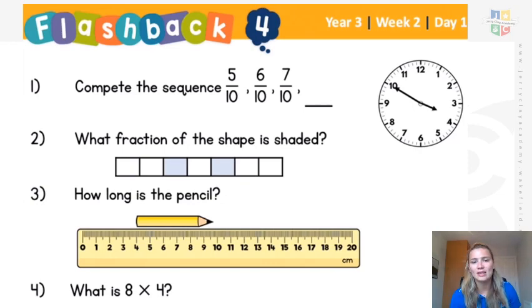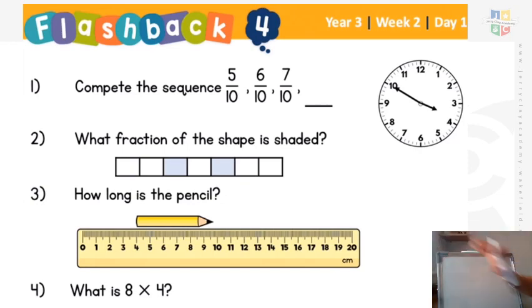For the next one, what fraction of the shape is shaded? So use the shape to identify what fraction it is. Remember, the denominator is the number of parts. And number 3, how long is the pencil? Look to see where the pencil starts, look to see where the pencil finishes, and then you can work out how long the pencil is. And finally, number 4, what is 8 times 4? Have a go at those, and then we'll have a look to see if you've got the answers right.